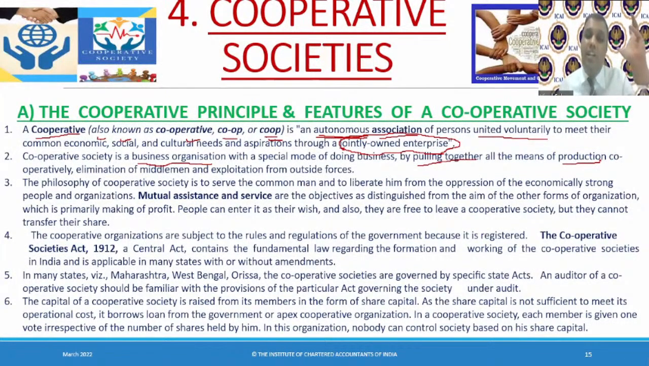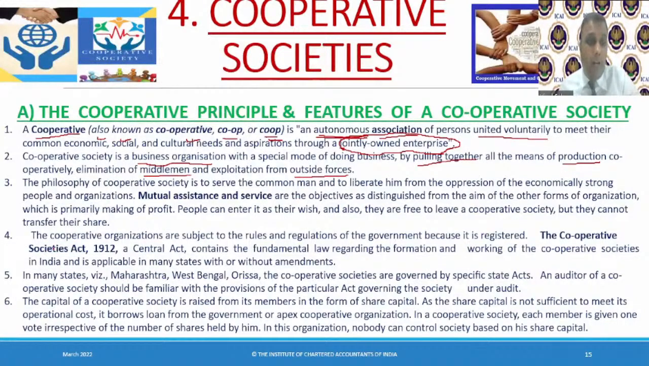Someone has the technique of how to milk the cows. Someone has cows. Someone has the equipment required. Someone has marketing strategies on how to sell it. So they all get together to form an association in the form of a cooperative society. They pull together all the resources. They produce cooperatively, and there is no need of middlemen to make their produce available to the companies to sell further to the consumer, or they directly sell it to the consumers, and thus prevent exploitation by outside forces.